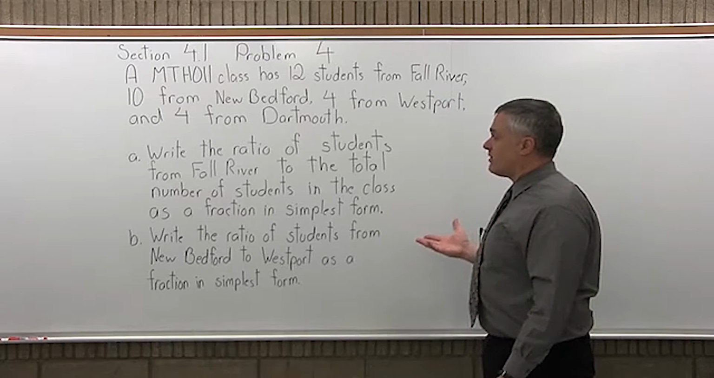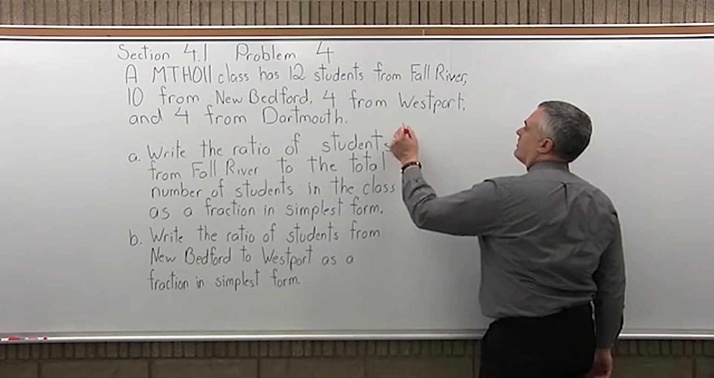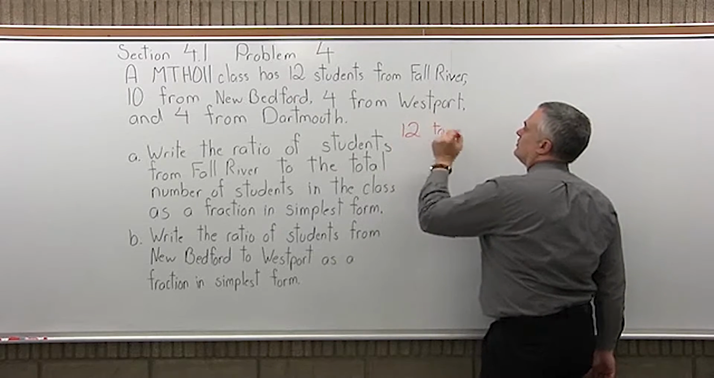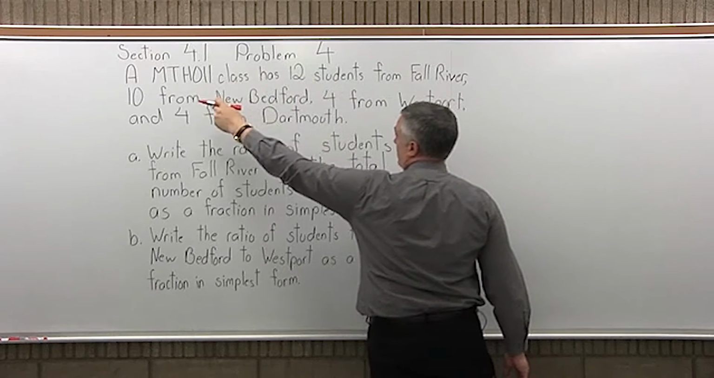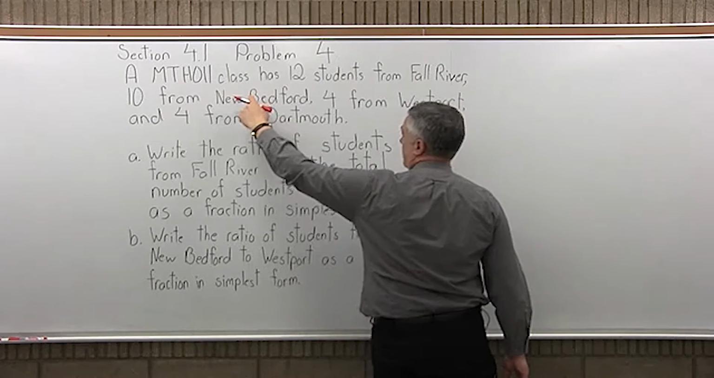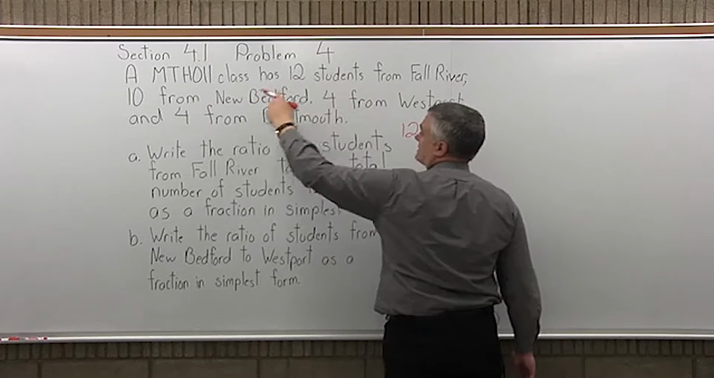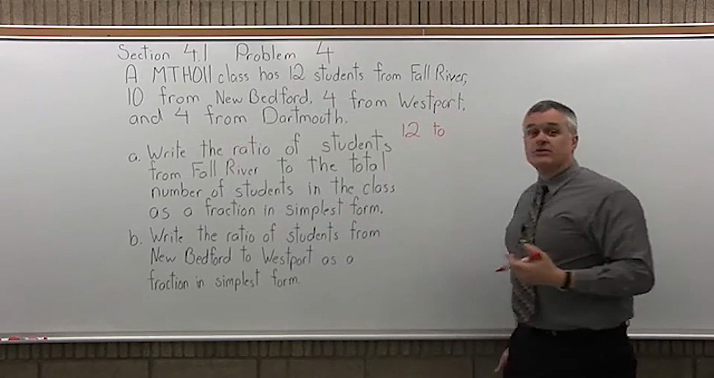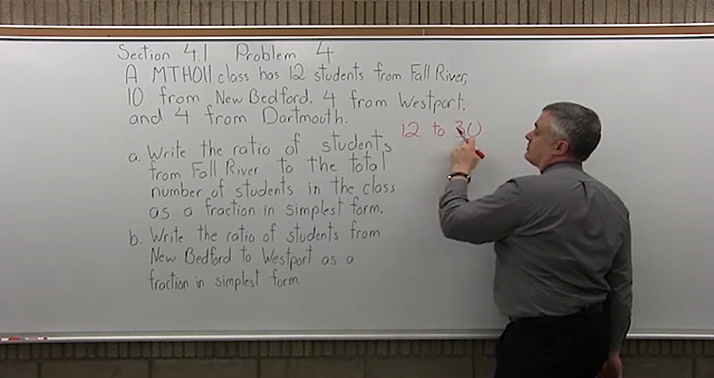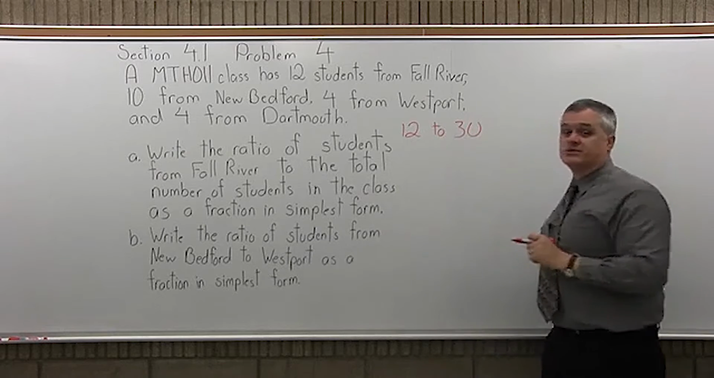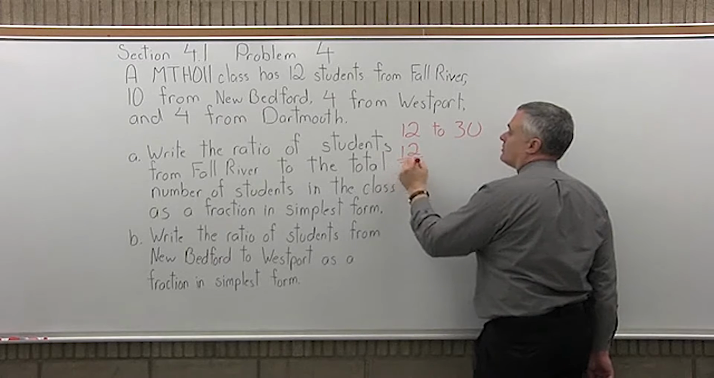So, first of all, how many are from Fall River? If we go to the explanation, there are 12 students from Fall River. So that will be 12 to, how many are in the class altogether? Well, 12 from Fall River plus 10 more from New Bedford, that's 22. 22 plus 4 from Westport is 26. 26 plus 4 from Dartmouth is 30. Altogether, there are a total of 30 students in the class. So 12 from Fall River to 30 as a total of all the students in the class. As a fraction, that would be 12 over 30.